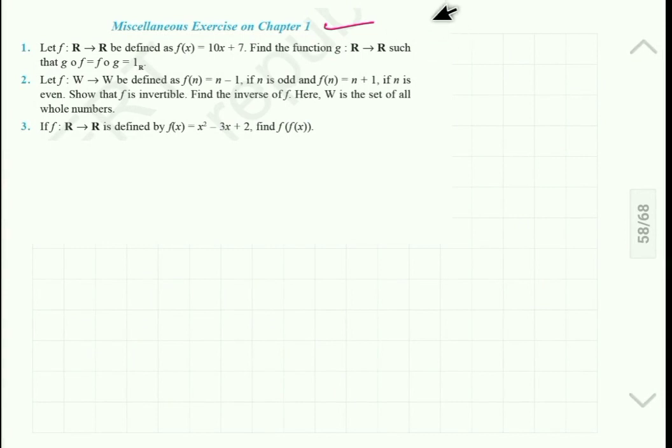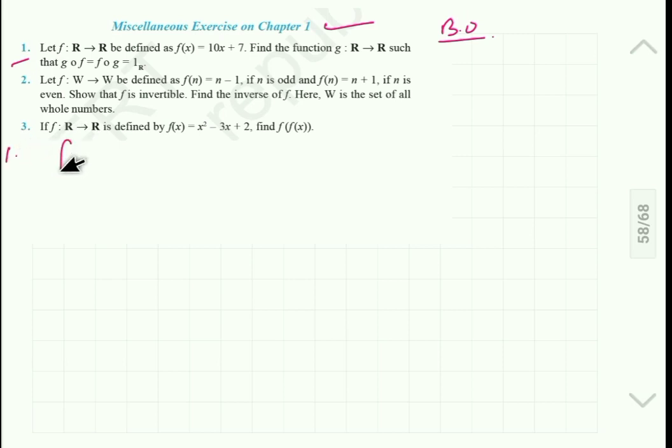We start with miscellaneous exercise on chapter number 1. We don't have binary operations as a part of our CBSE curriculum, so that exercise we have not taken. So we are going for the miscellaneous exercise. The questions are similar to what we have done till now. So let us see question number 1.